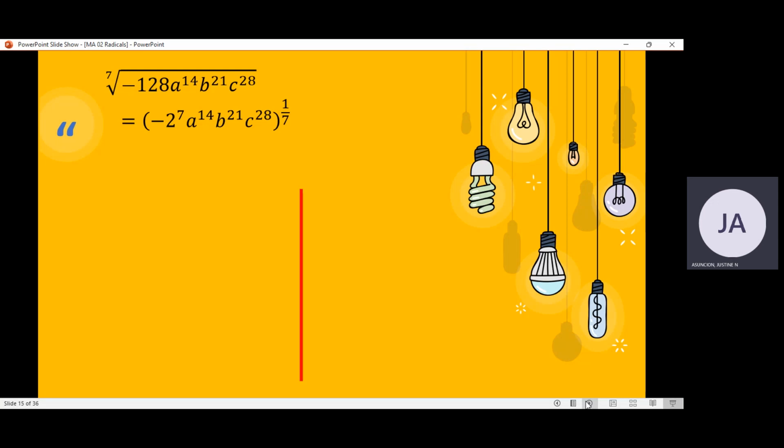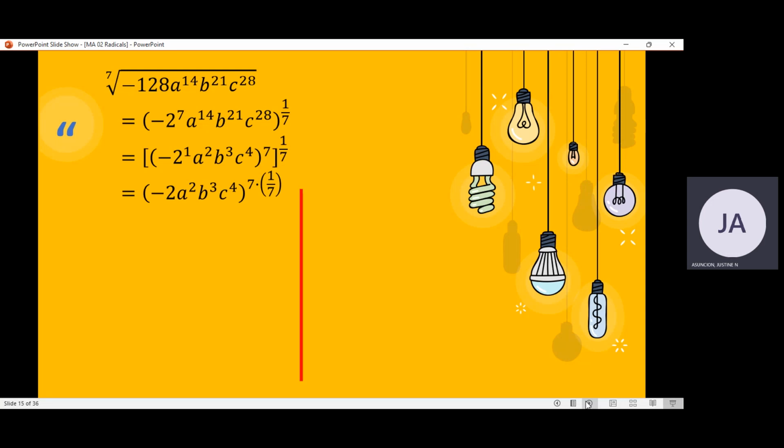Now we can simplify this. We can use the reverse power to a product, which is this one: the quantity of negative 2 raised to 1, a squared, b cubed, c raised to 4, all raised to 7. We use again the reverse power to a product, and then simplifying this, we have 7 times 1 over 7.